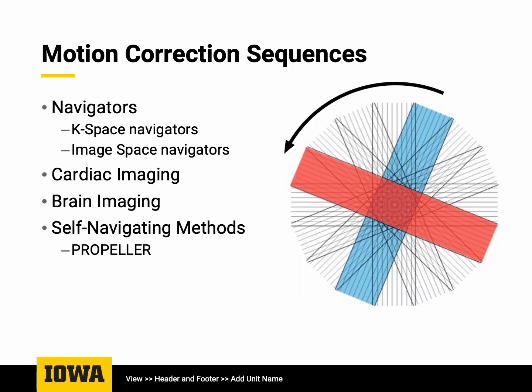Motion correction sequences have been implemented by applying what's called a navigator to the acquisition phase. By adding an extra pulse that's ultra short, about millisecond range, it helps to acquire positional information in cardiac and brain imaging. These have even been improved to do self-navigating methods. Here's an image of the PROPELLER method, which helps to know where you are in MR scan data just by its data itself.